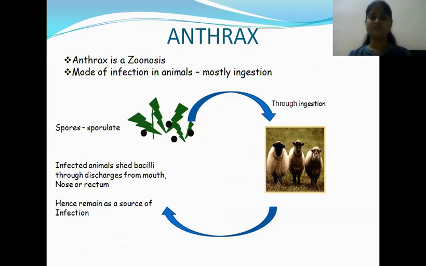Anthrax may manifest in the animals as a fatal septicemia. The infected animals shed the bacilli through the discharges from the mouth or nose or rectum. Hence, they remain as a source of infection in the environment.